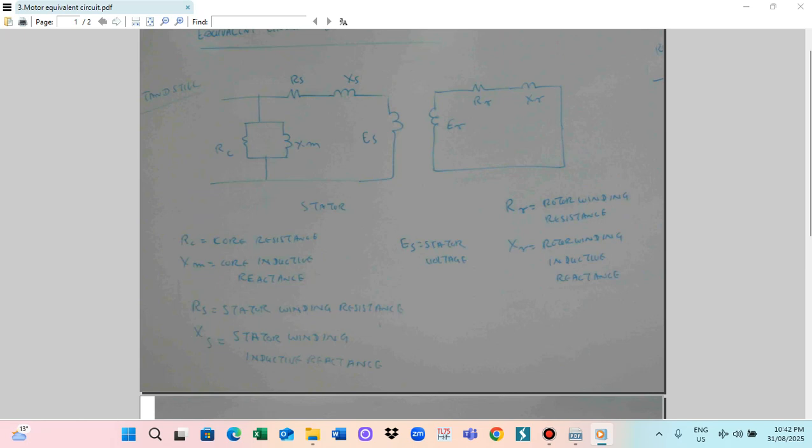So this side will be the primary side. So this is the ES. And this one will be the ER. So then will be the resistance RR, rotor resistance, and then rotor winding inductance XR. So we call like this. That is the AC supply mode, VS.